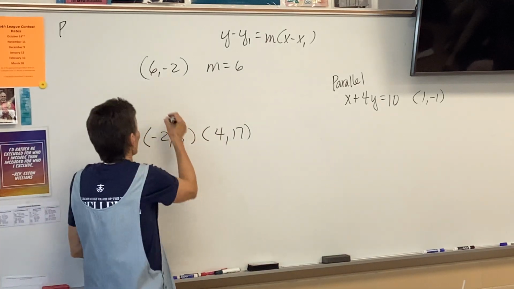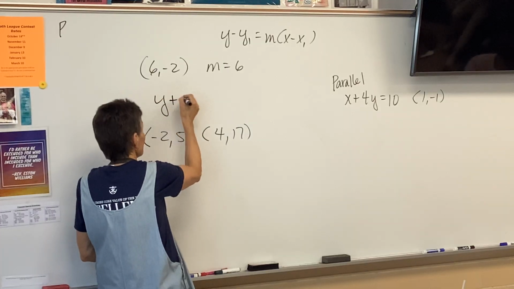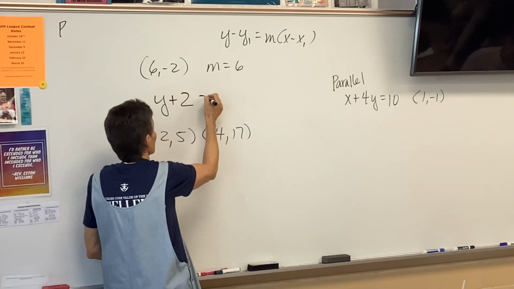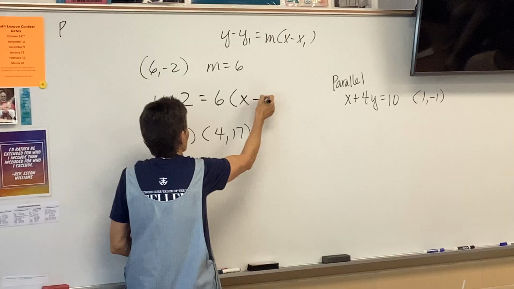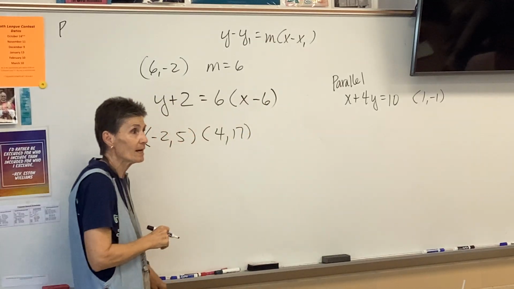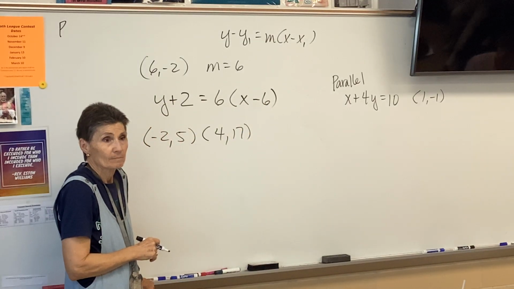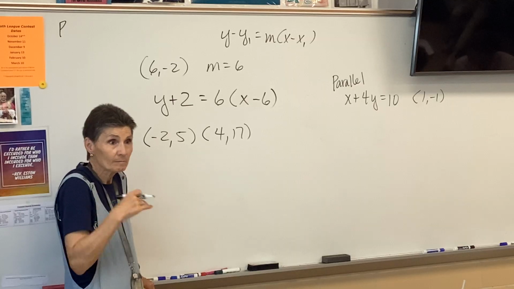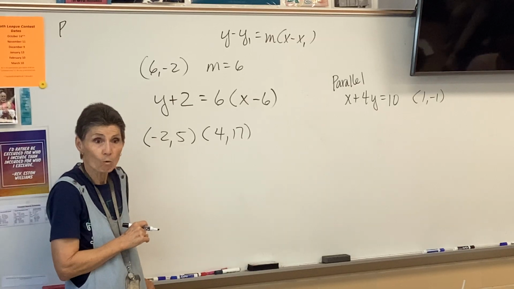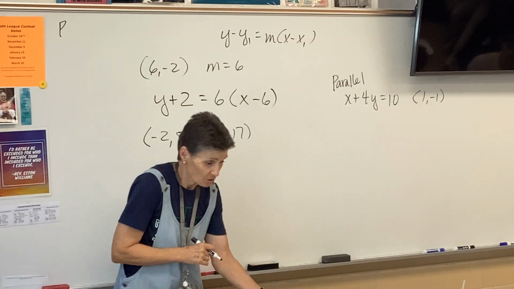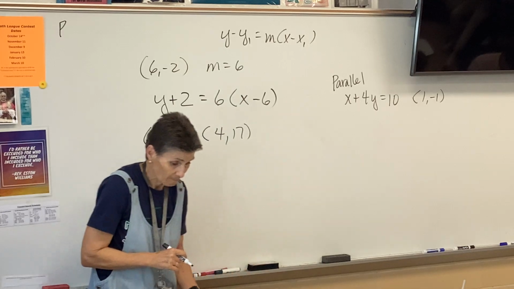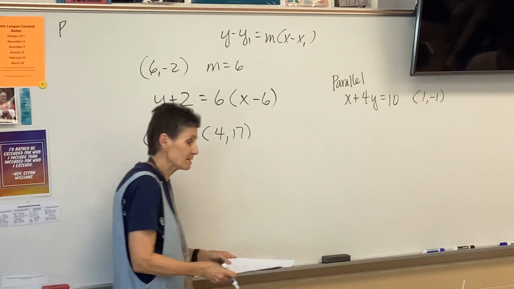Plug it in. Y plus 2 equals 6, x minus 6. You okay with that? Done. It says write the point slope form, and we have done that. So that is it. Now, what about the second problem?